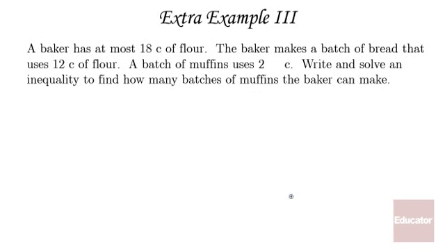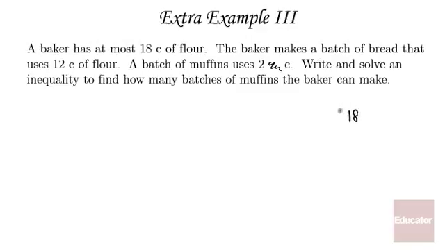A baker has at most 18 cups of flour. The baker makes a batch of bread that uses 12 cups of flour. A batch of muffins uses 2 cups. Write and solve an inequality to find how many batches of muffins the baker can make. You can just disregard this space here. 2 cups. So the baker has at most 18 cups.